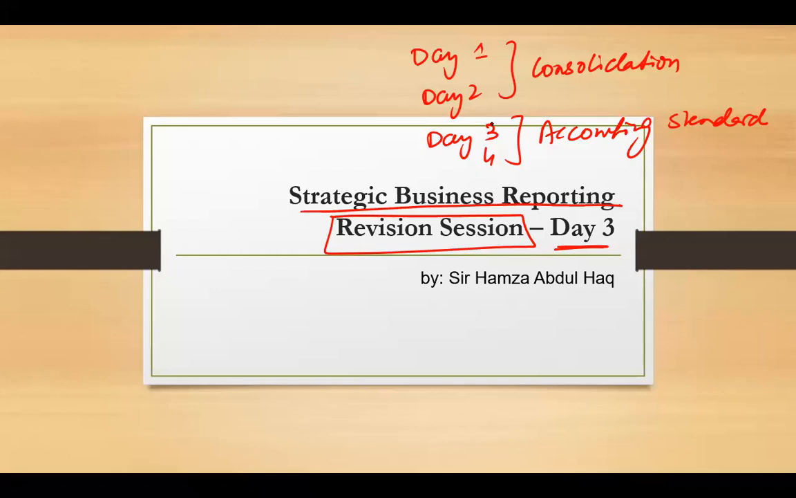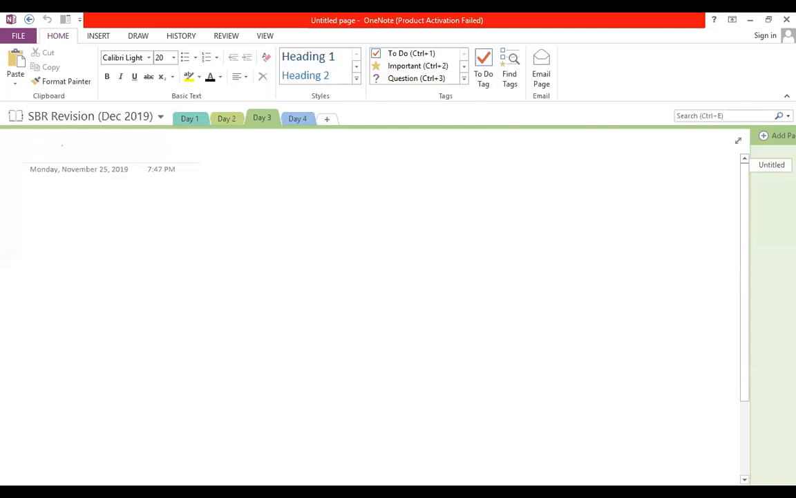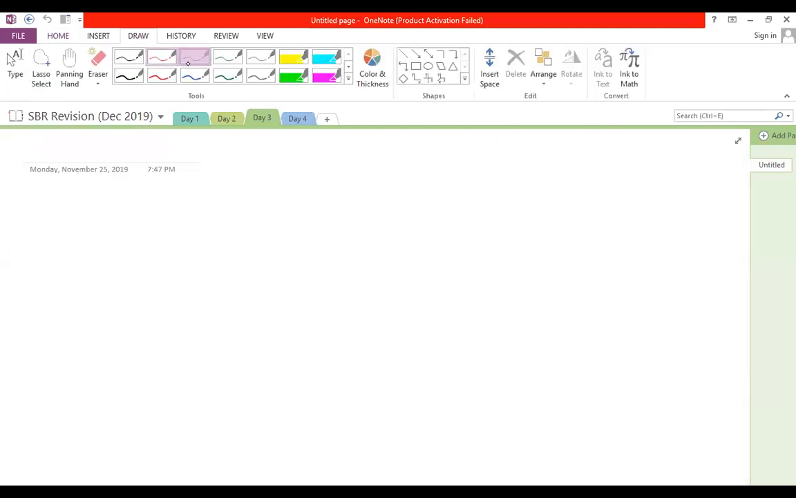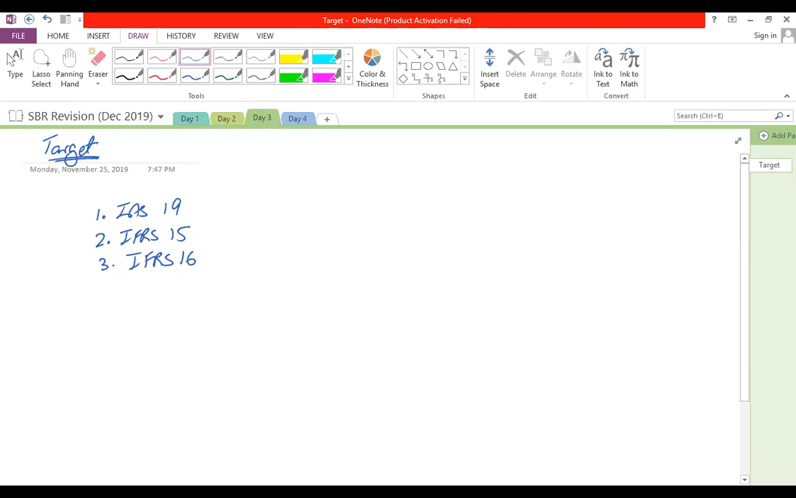Okay, so what's today's target? Today we are going to start with the accounting standards. If I just write down today's target, we mainly have 3 accounting standards. We are going to cover IAS 19, we are going to cover IFRS 15, and we are going to cover IFRS 16.